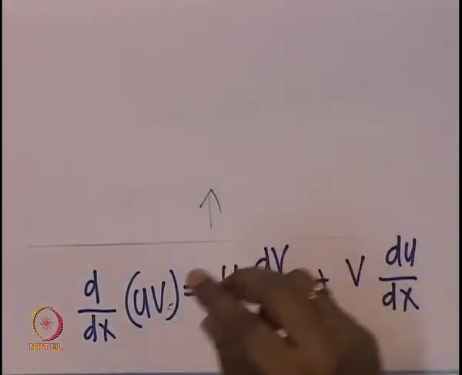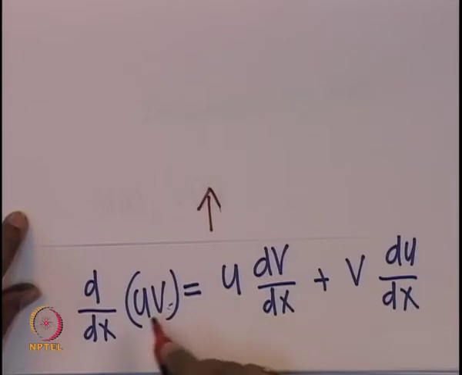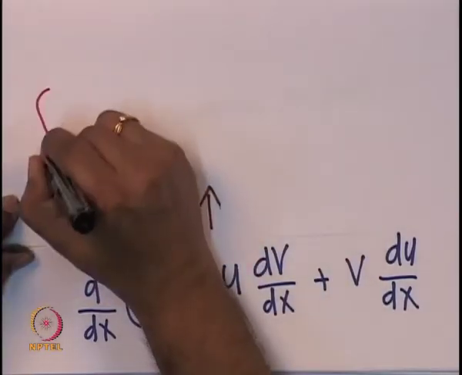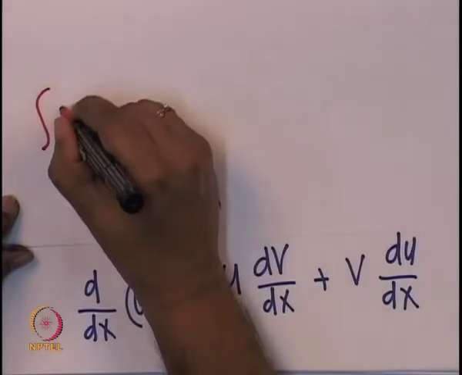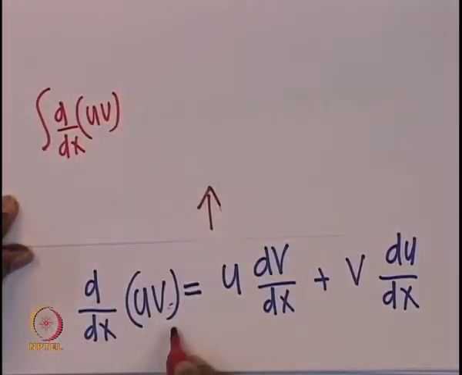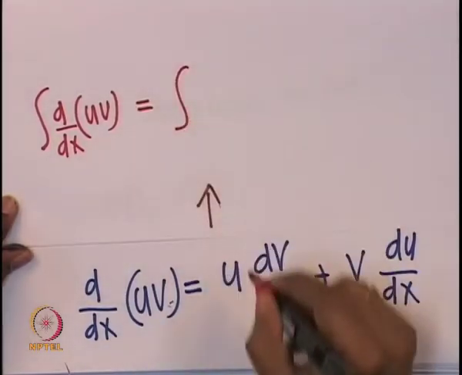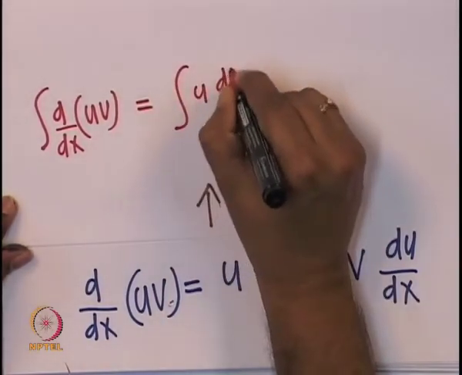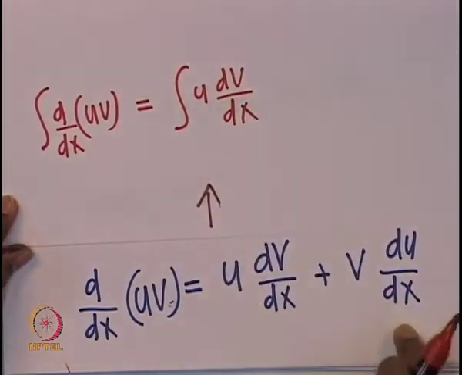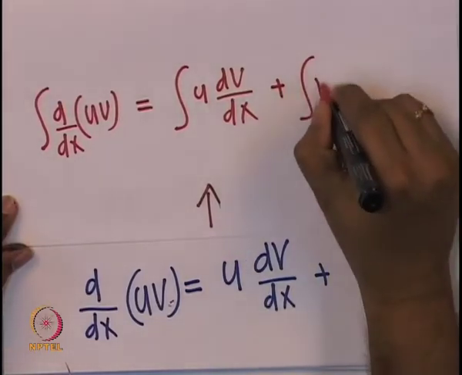Let us go ahead from here and write this as an integral. So, let us write integral d by dx of u v. I wrote an integral here, integral of this, which has to be integral of this. So, integral of u dv by dx. I integrate on all sides here, plus integral v du by dx.